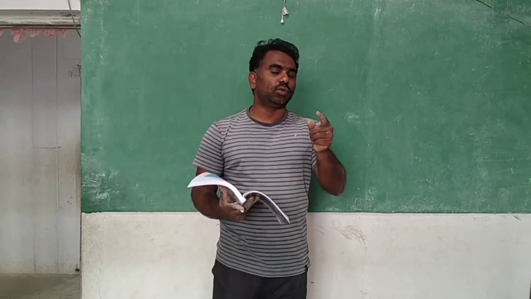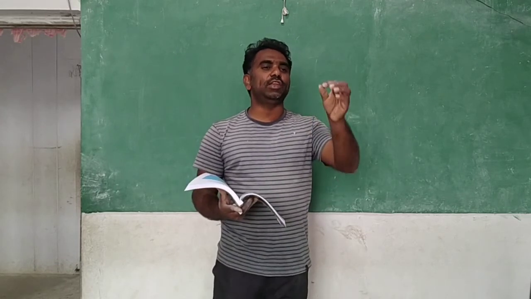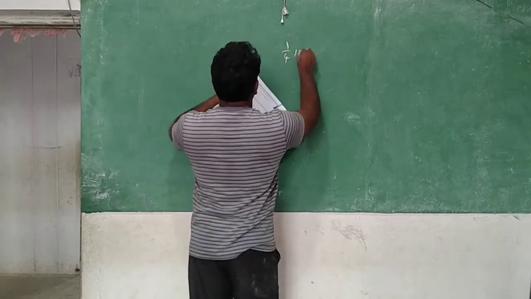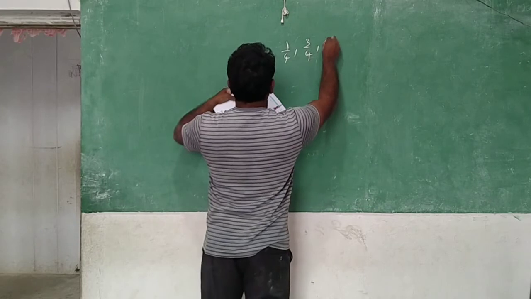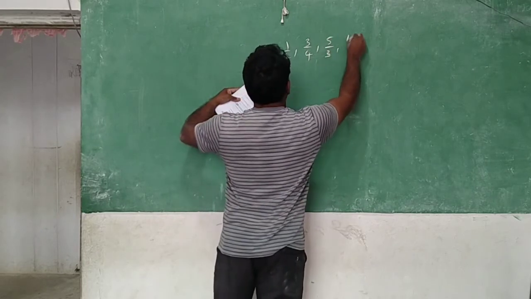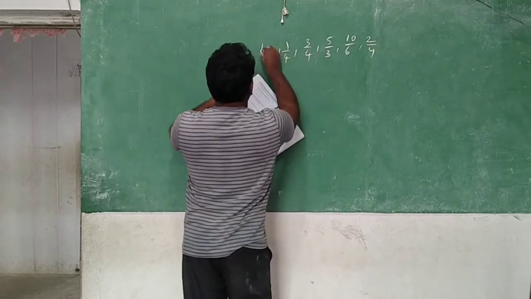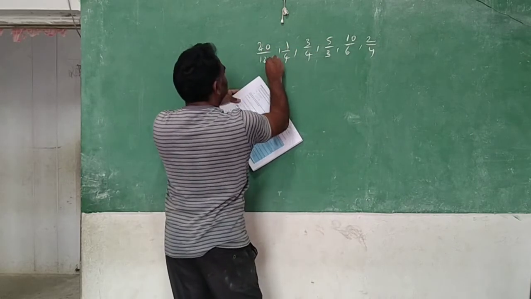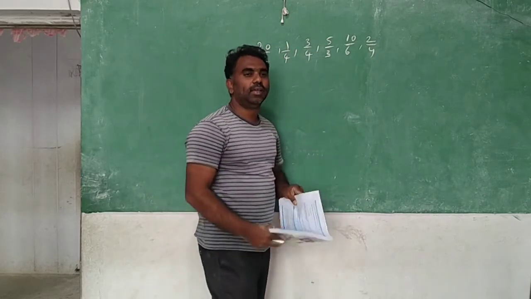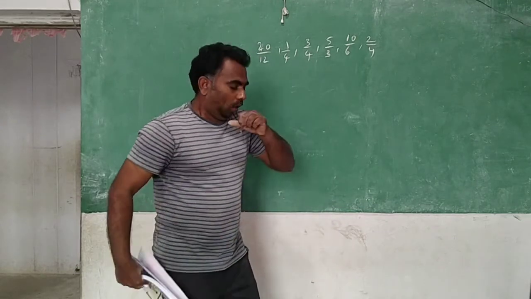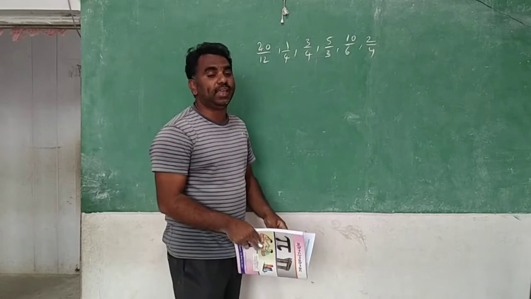Identify the equal rational numbers. I said to you, where the possibility is there, you do the cancellation there. Now, the second bit: 1 by 4, 3 by 4, 5 by 3, 10 by 6, 2 by 4, and 20 by 12. Like that, some fractions are given. He is asking you to find where the equivalent fractions are here.